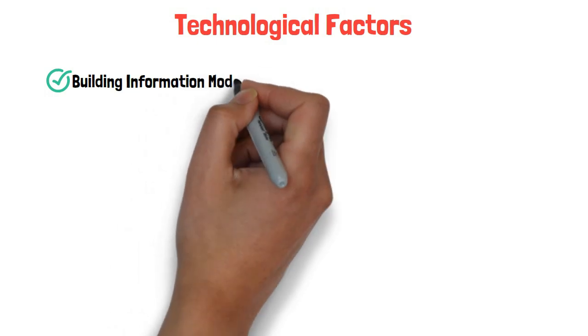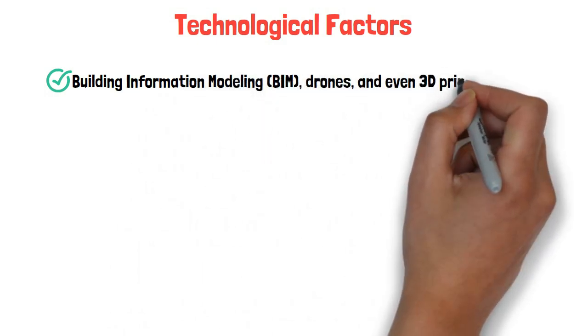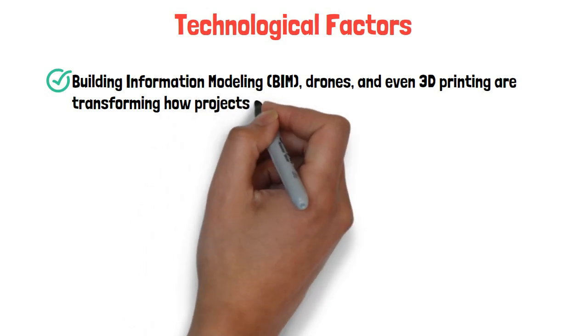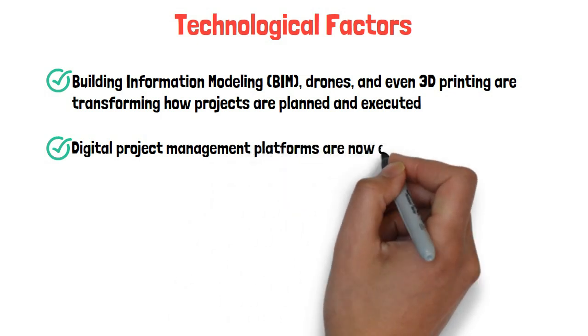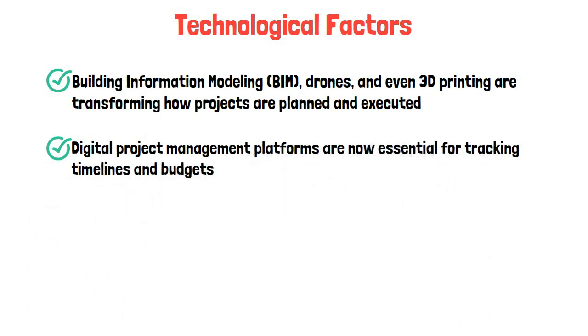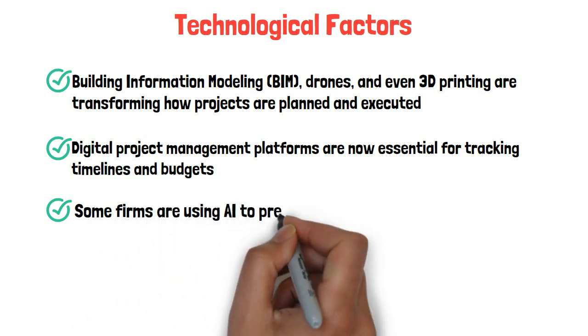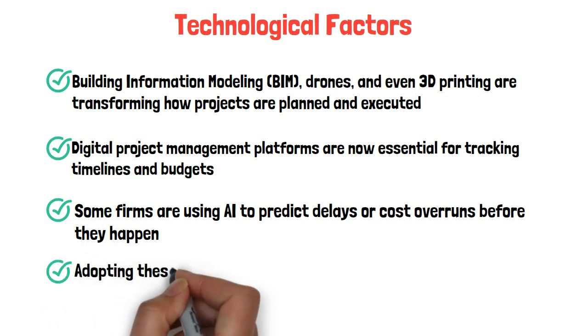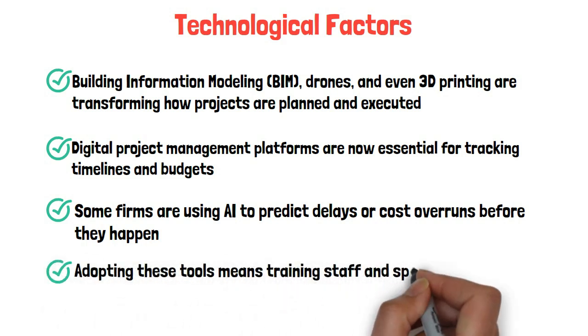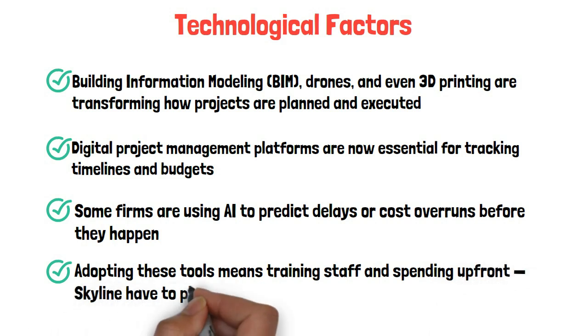Technological factors. Finally, let's look at innovation. Building information modeling, BIM, drones, and even 3D printing are transforming how projects are planned and executed. Digital project management platforms are now essential for tracking timelines and budgets. Some firms are using AI to predict delays or cost overruns before they happen, but adopting these tools means training staff and spending upfront. Something smaller firms like Skyline have to plan carefully. While technology can improve efficiency, it requires careful investment and change management.